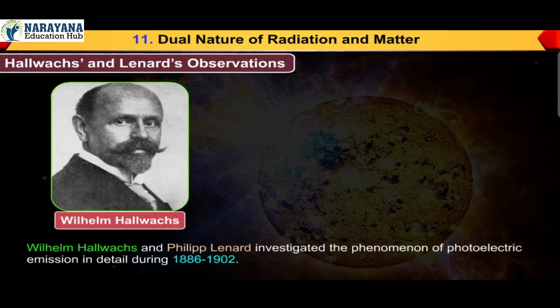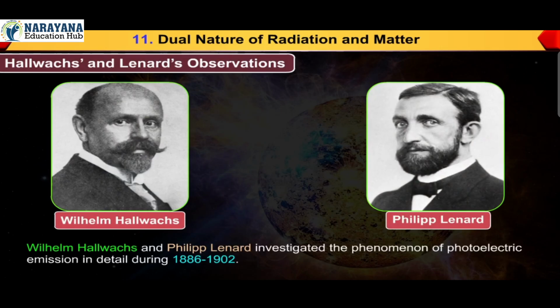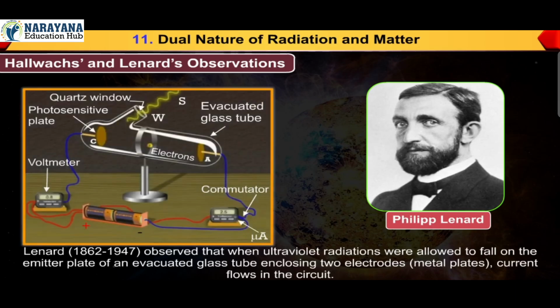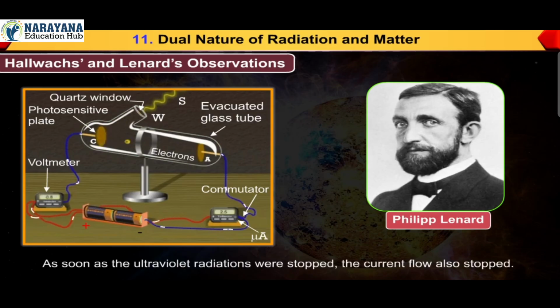Hallwachs and Lenard's observations. Wilhelm Hallwachs and Philipp Lenard investigated the phenomenon of photoelectric emission in detail during 1886 to 1902. Lenard, 1862 to 1947, observed that when ultraviolet radiations were allowed to fall on the emitter plate of an evacuated glass tube enclosing two electrodes, that is, metal plates, current flows in the circuit. As soon as the ultraviolet radiations were stopped, the current flow also stopped.